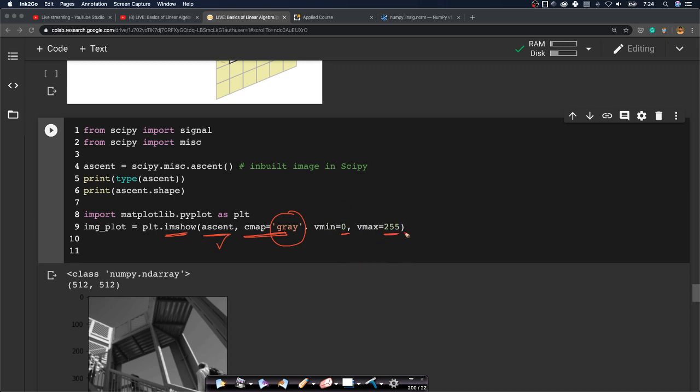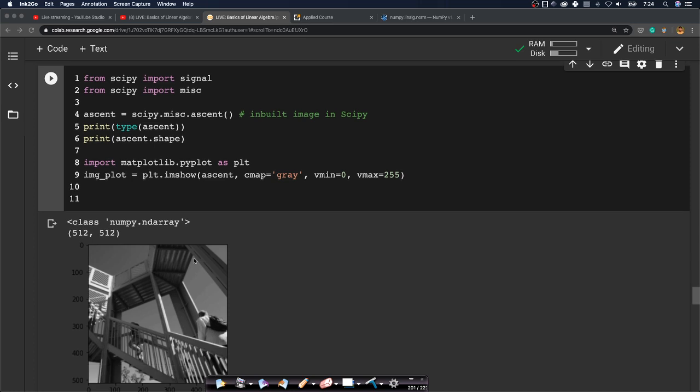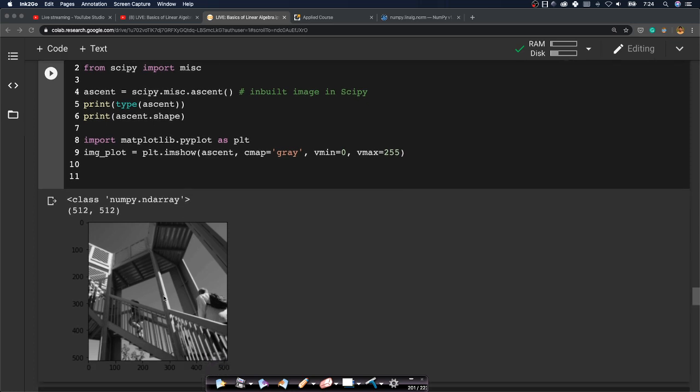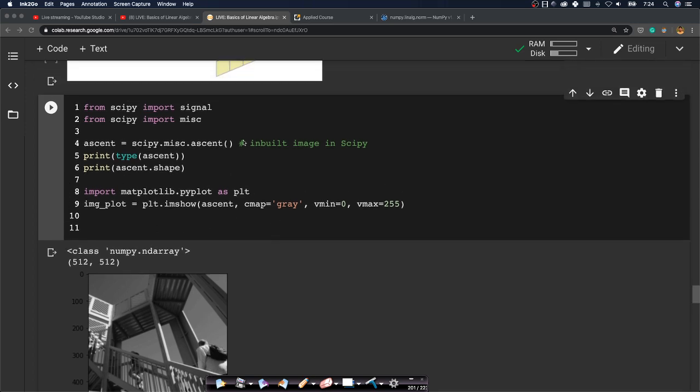Again, this is very specific to image processing. When I'm representing an image, the value in each cell lies between 0 and 255. 0 means full dark black, right? 255 means full white. That's what it means. So if I just do this, what do I get? I get an image like this. This is an image of a staircase that somebody is climbing, right? Very simple concept. So what I've done here is loaded an inbuilt image in SciPy as a 2D array.